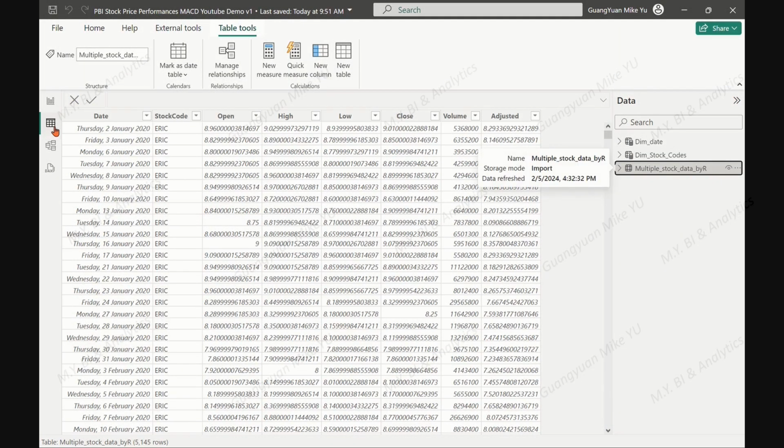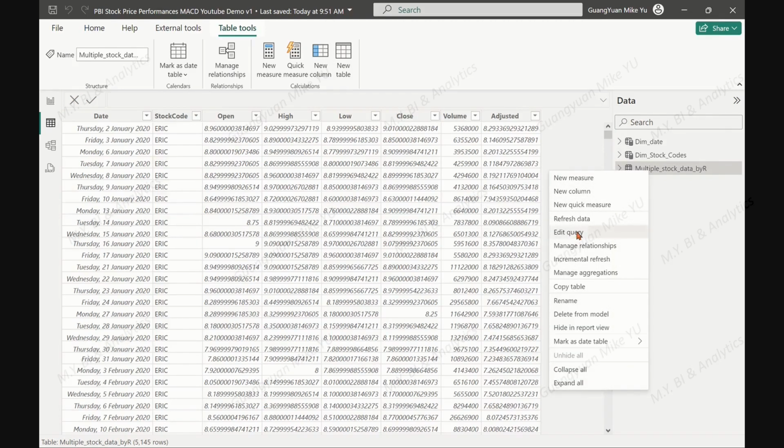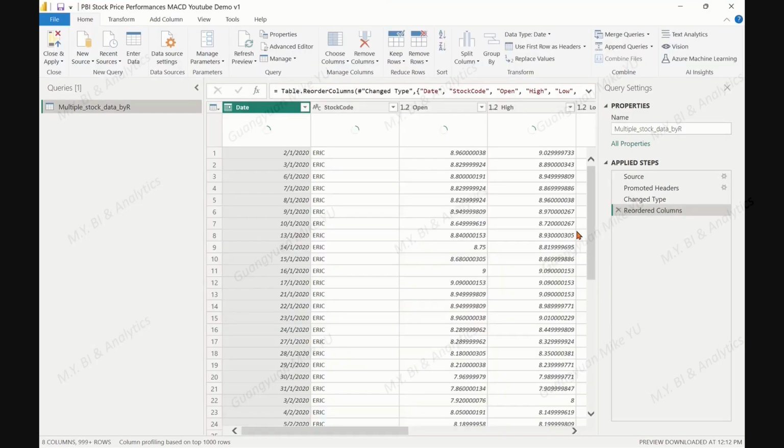Okay, now let's get started with Power BI Desktop, where we have imported the stock price data before. In table view, select the table 'multiply stock data by R', which has five telecom manufacturer stock prices. We have a trading date, stock code, and closing price. Right-click on the table and choose Edit Query.